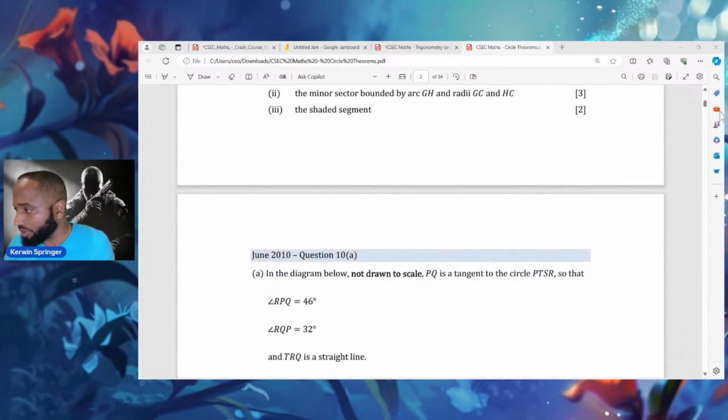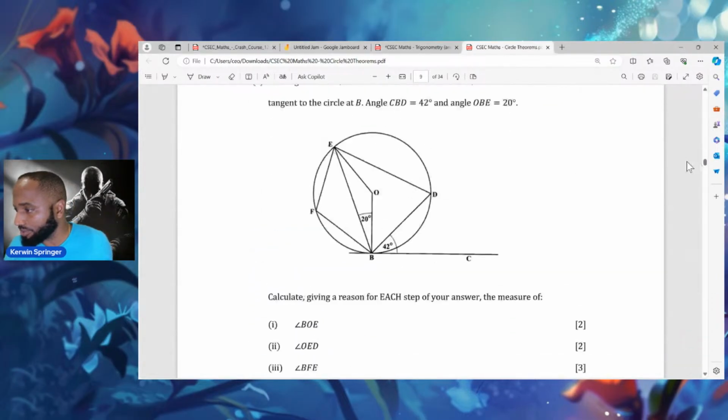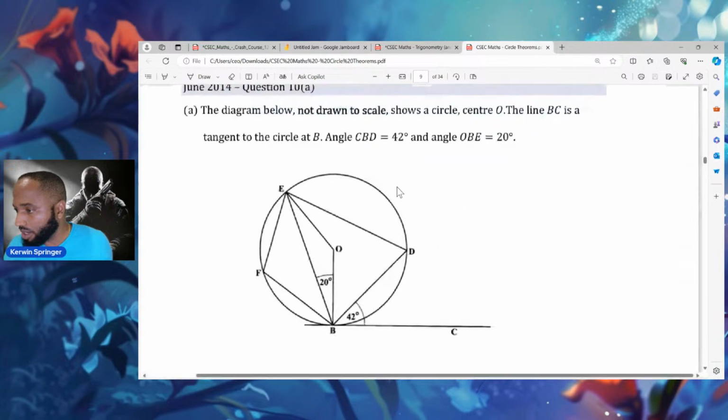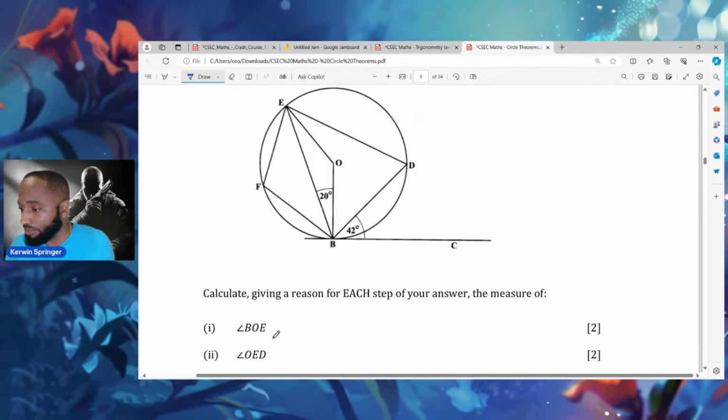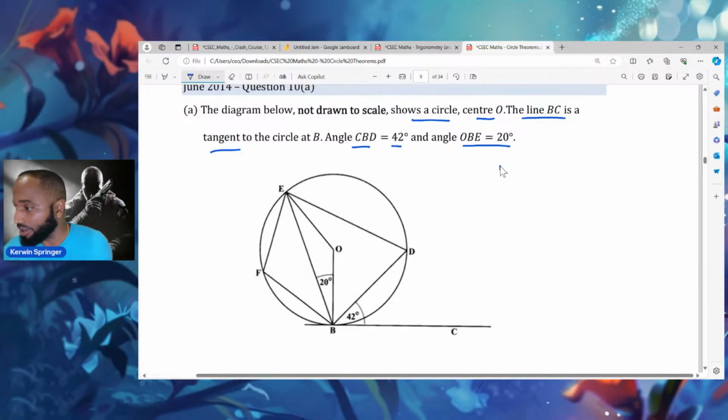Which one could we do? Pick a random one, down in the middle here. All right, so the diagram below, not drawn to scale, shows a circle with center O, the line BC tangent to the circle at B. Angle CBD is 42. Angle OBE is 20. Cool, cool. This is looking tough. And now we need to find BOE. That's the first one we need to find.